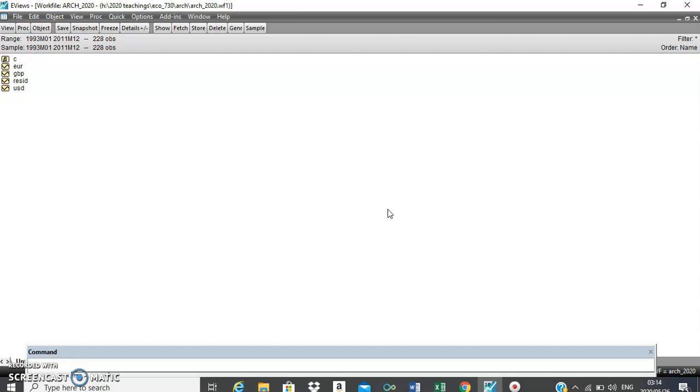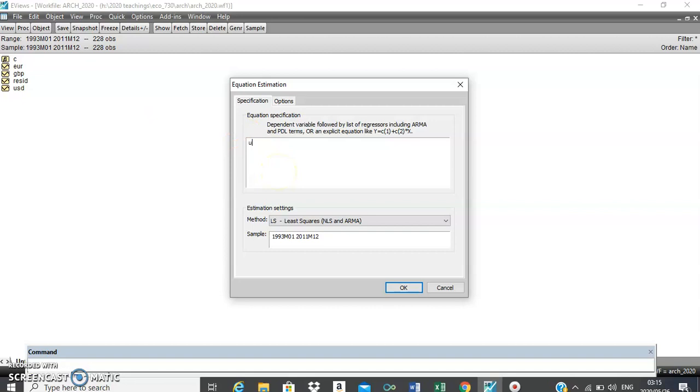First of all, we need to estimate an equation using the OLS. So here I'm going to use the exchange rate between the Namibian dollar and the US dollar, for the period from 1993 to 2011, and I'm using monthly data. So how do we do that? First of all, you just estimate your OLS equation. You go to Quick, Estimate Equation, then you type USD.